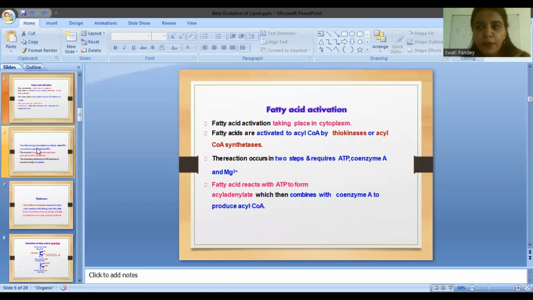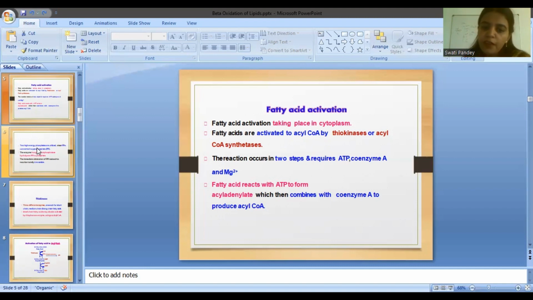Coming to the first step of beta oxidation, that is the fatty acid activation. As I said, the fatty acid that needs to be metabolized has to be activated. It is activated to acyl coenzyme A by the enzyme thiokinase or acyl coenzyme A synthetase. This is a 2-step reaction, and it requires ATP and coenzyme A along with magnesium ion.